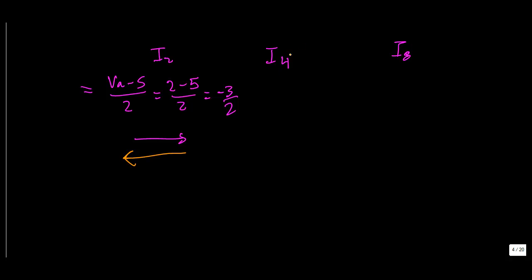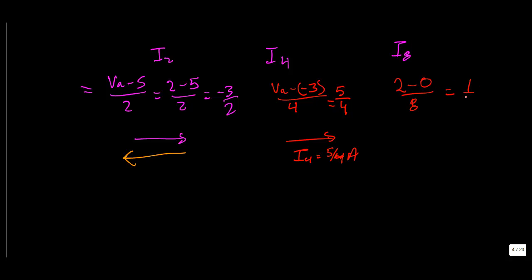Okay, so the current through the 4 ohm was (VA minus negative 3) over 4. And that's equal to (2 plus 3) over 4, which is 5/4. So we did get the current direction. So I through the 4 is equal to 5/4 of an amp. And then we got I8, which is just (2 minus 0) over 8, which is 1/4. So basically we got I8 ohm is a 1/4 amp, I4 ohm is 5/4 of an amp, and I2 ohm is minus 3/2. Okay, great.